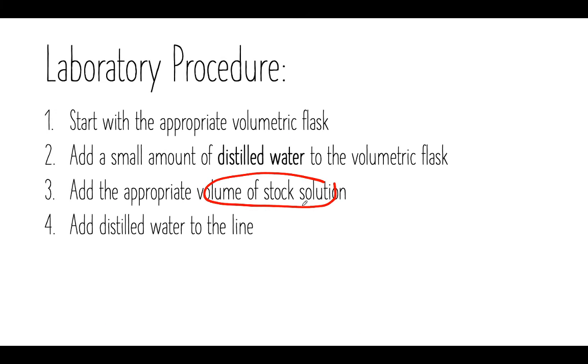Okay, once we've done that, you add the remaining distilled water to the line without going over. We are very, very careful once we come close to that line that we're not overshooting. And then once we've done that, we just put the stopper on and invert a few times to allow for the solute and the solvent to mix. Okay, so that's how you would create standard solutions in a lab.